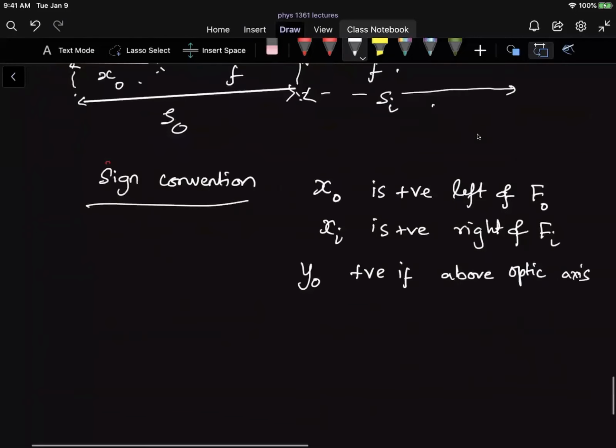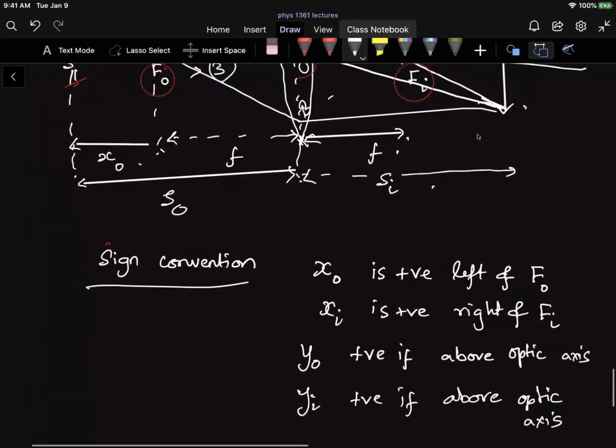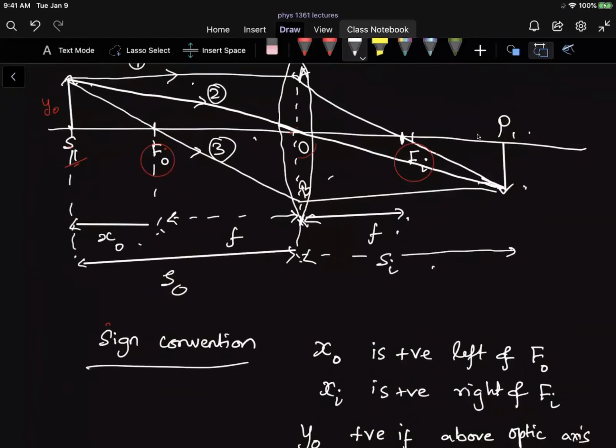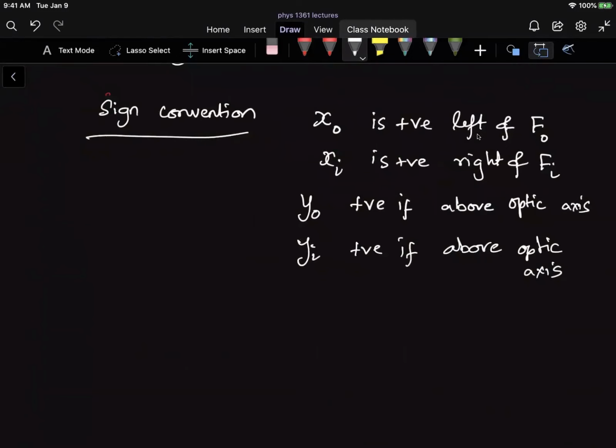And YO, the object height, is positive if it is above the axis. And YI is positive if above the optic axis as well. So if YI turns out to be negative, we say that the image is inverted with respect to the object. And if it's not, we say it's upright or erect with respect to the object.